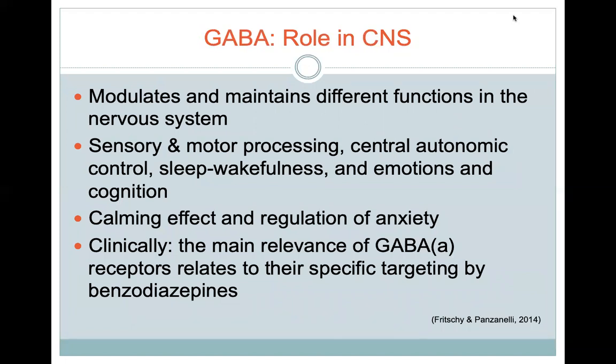GABA is important as it helps to modulate and maintain different functions in the nervous system, including sensory and motor processing, central autonomic control, sleep wakefulness, emotions, and cognition. It is also typically known for its calming effect and regulation of anxiety. Clinically, however, the main relevance of GABA A receptors is that they are specifically targeted by benzodiazepines, which we will discuss in the following slide.